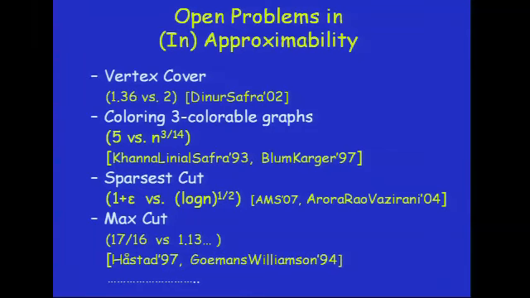So for vertex cover, there is a 2 approximation. Best hardness result is 1.36. For coloring 3 colorable graphs, there is an algorithm which, given a 3 colorable graph, produces a proper coloring using n to the 3/14 colors roughly. N is the number of vertices, which is pretty bad. On the other hand, we only know that it's NP hard to color 3 colorable graphs with 5 colors. So there is a huge gap, and there are similar gaps for sparsest cut, max cut, and so on.